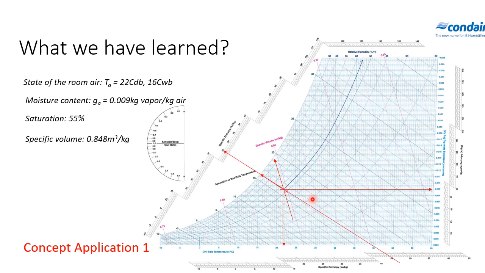Now let's carry on further. We draw a line from here to there, let it cross this point, and that point is about 45 kilojoule per kilogram. What's this? This is the specific enthalpy, so the specific enthalpy h_a equals 45 kilojoule per kilogram.